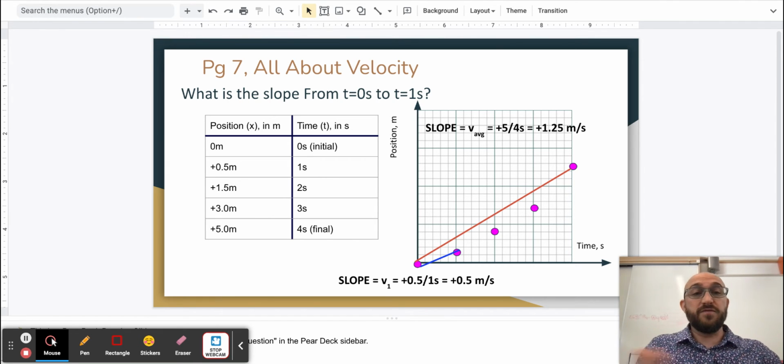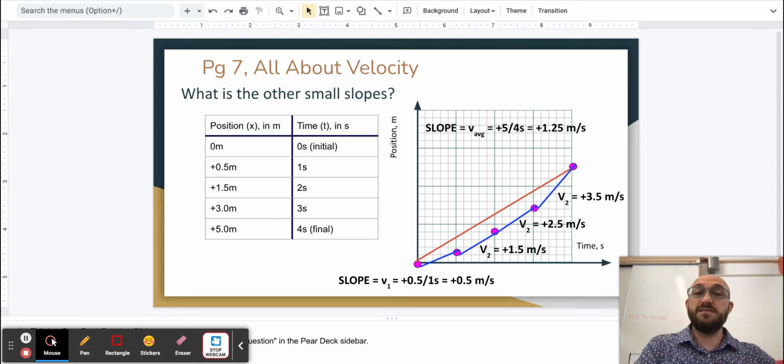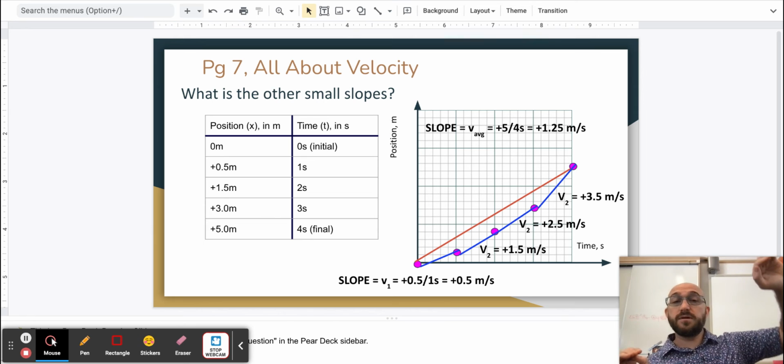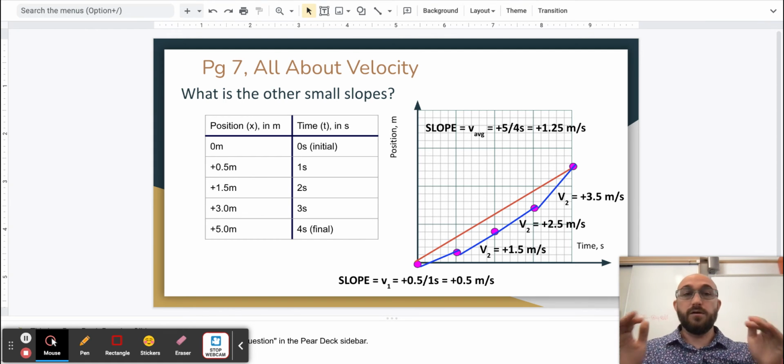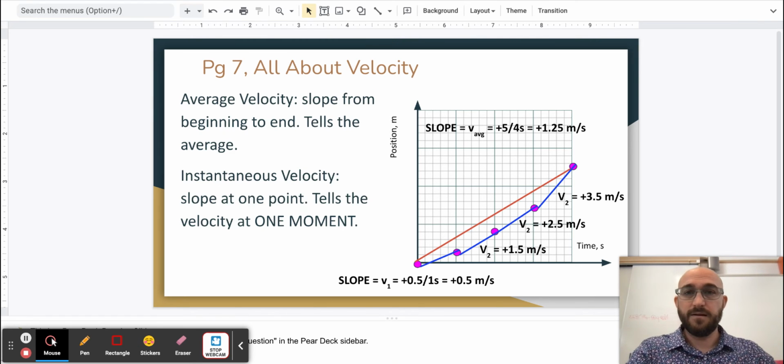If I then went and I found the velocities for the others, from second 1 to second 2, from 2 to 3, and from 3 to 4, I would find these velocities. So the big slope gives me average velocity. All the little slopes along the way give me the instantaneous velocities. More complicated than that in reality, but we don't care right now. This still gives us the right answer. All right, that just rephrases the definitions.